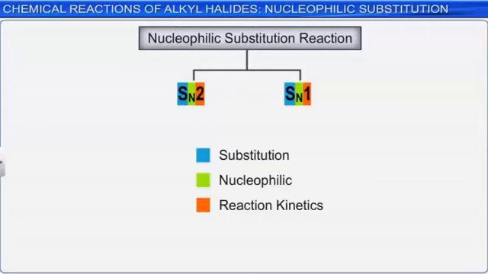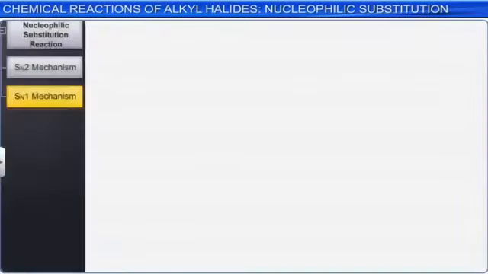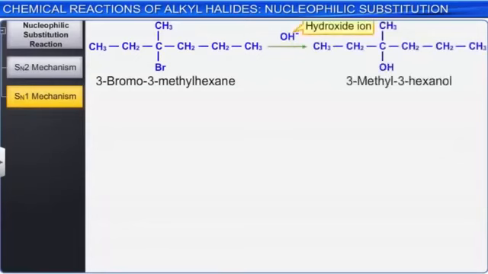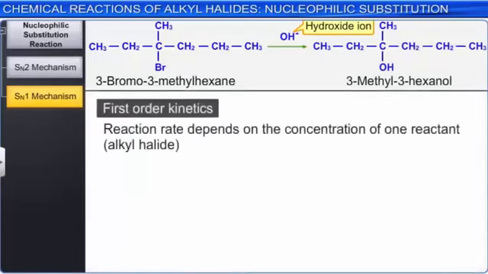Now, it's time to turn our attention to the other mechanism called the SN1 reaction mechanism. The reaction between 3-bromo-3-methylhexane and hydroxide ion to yield 3-methyl-3-hexanol can be taken as an example of an SN1 reaction. The reaction shows first-order kinetics as the reaction rate depends only on the concentration of the alkyl halide and not on the concentration of the hydroxide ion. The reaction occurs in 2 steps.